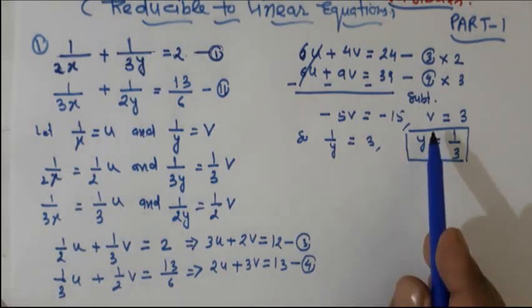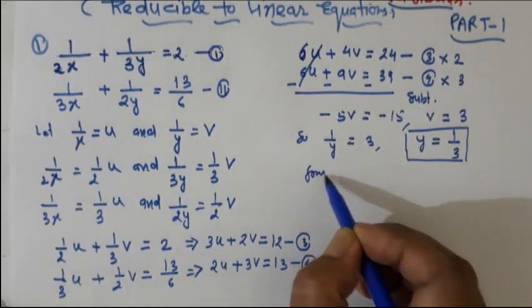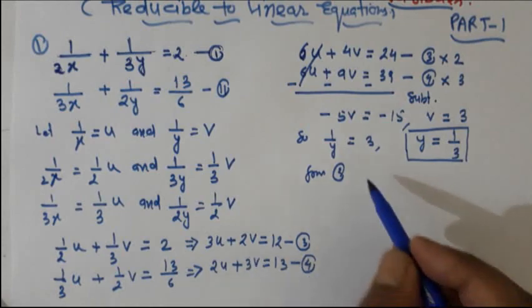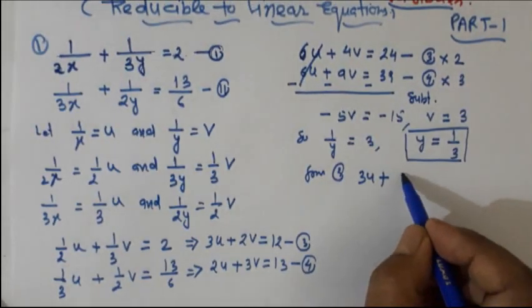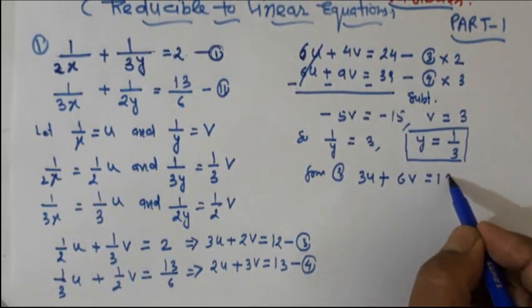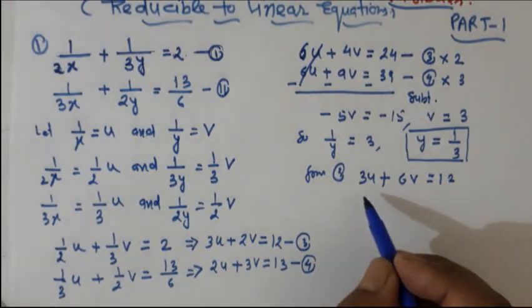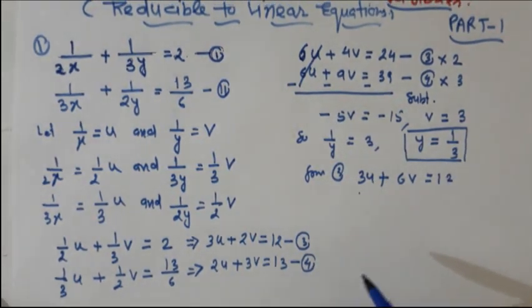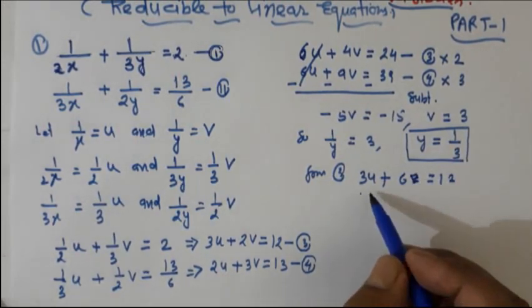Now you put v equal to 3 in either the third one or the fourth one. So from the third, in place of v we will put 3 here, so that will be 3u plus 2 threes are 6v is equal to 12. So 3u plus 6v is equal to 12. So with v equal to 3, v will not remain here.